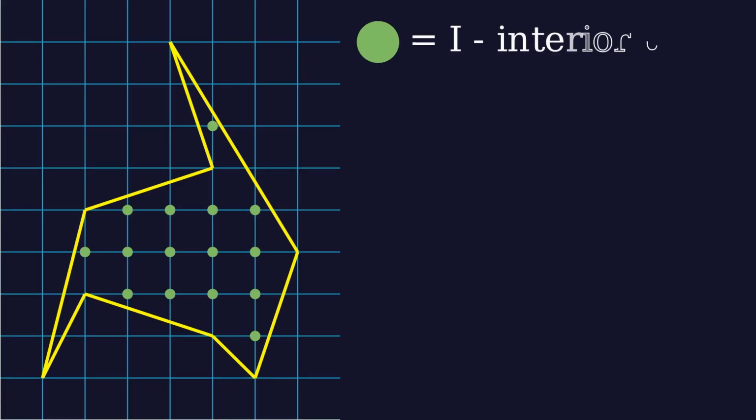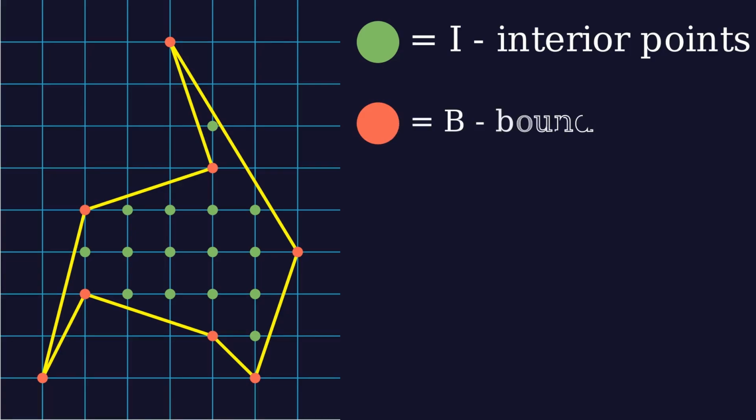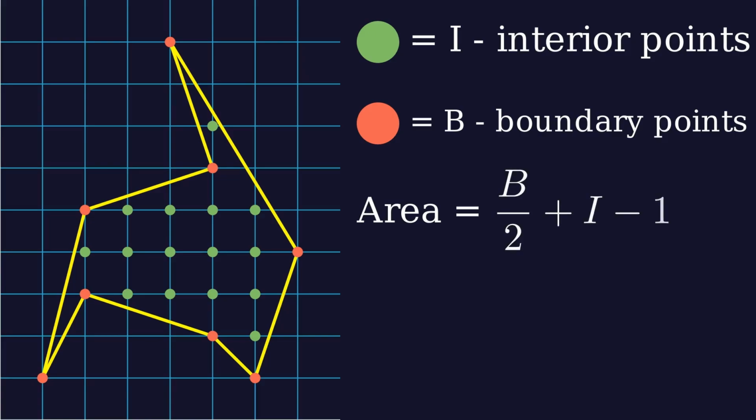Let I be the number of integer points interior to the polygon, and let b be the number of integer points on its boundary. The area of the polygon would then be equal to b divided by 2 plus I minus 1. The area of this polygon, using this formula, would be 8 boundary points divided by 2 plus 15 interior points minus 1. So that is 18.